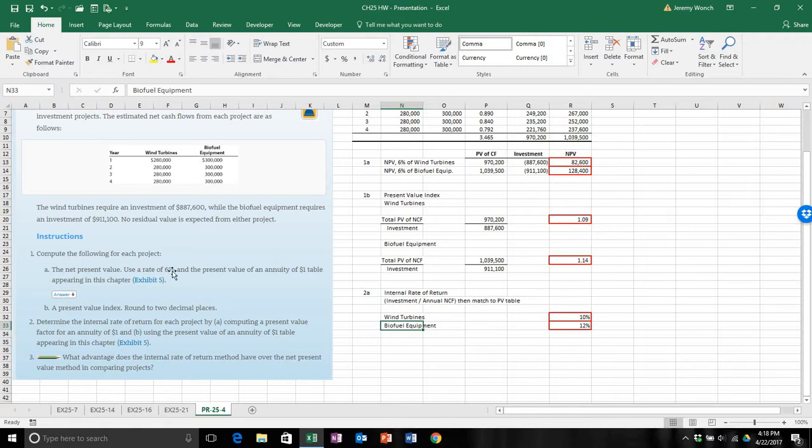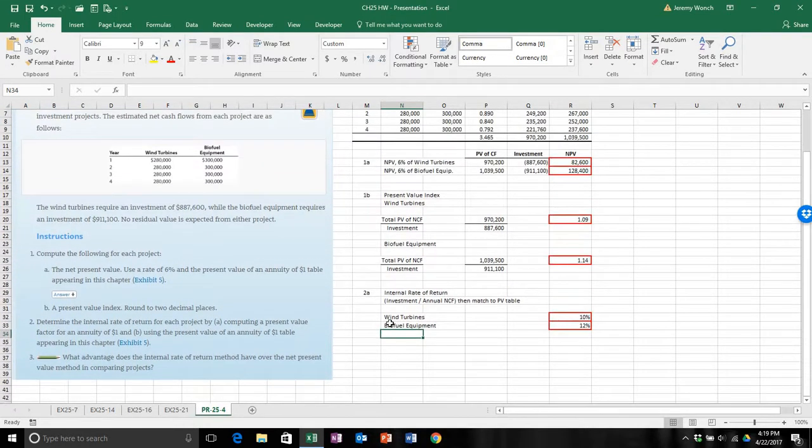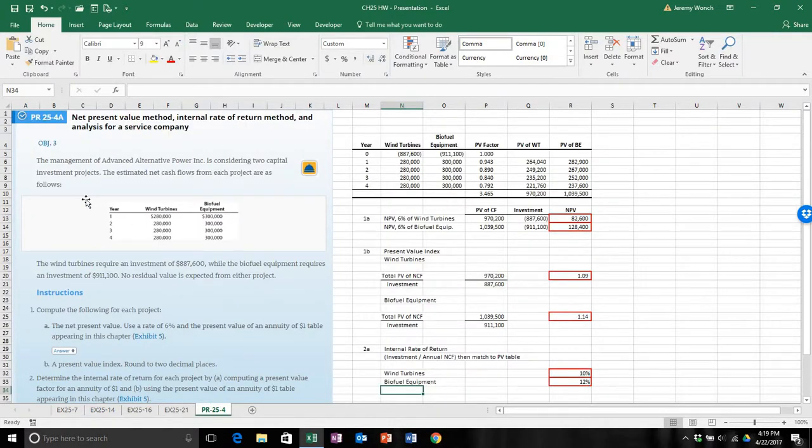However, if we're looking back here, it says, hey, if we want a minimum rate of 6%, both of these are good investments. None of these lose money based on our 6% rate. So the wind turbine is returning a 10%, so that's better than our 6%, and the biofuel is returning 12%, which is double. So both are good investments. It just happens to be that the biofuel investment looks to be the better way to go. So that looks like it's it for chapter 25.